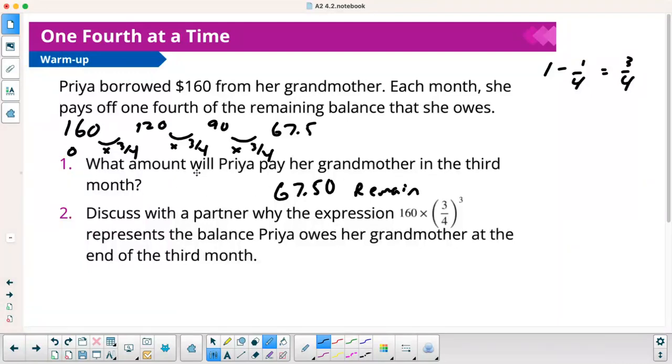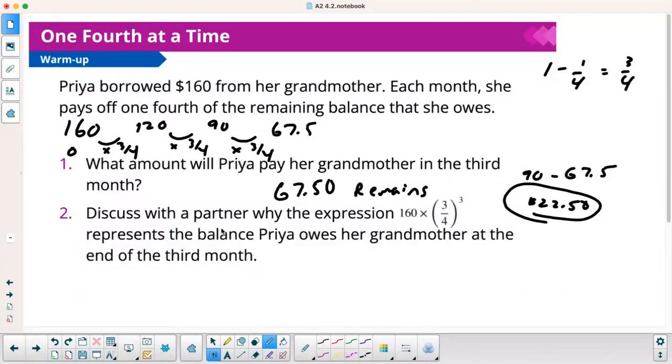So what amount will Priya pay her grandmother in the 3rd month? You'd have to subtract these to figure out how much she actually paid. So it would be 90 minus 67.5. I get 22.50 is what she paid for that. So you've got to make sure you read that carefully. That's how much remains, and that's how much she actually paid her.